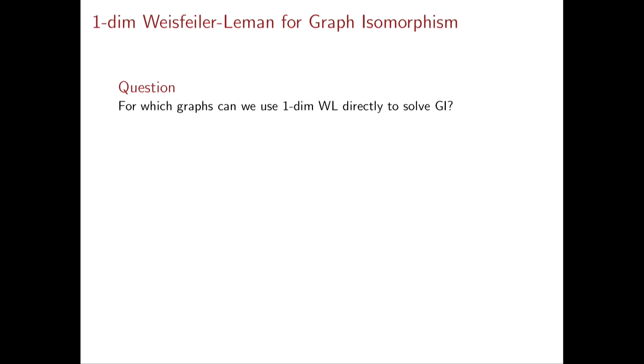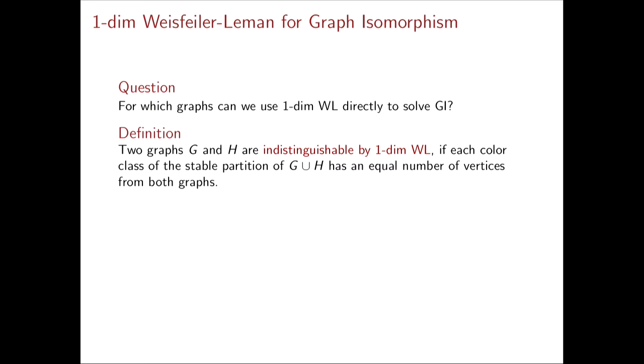So let me just tell you a little bit about for which graphs we can use one-dimensional Weisfeiler-Lehman to solve graph isomorphism. You say that two graphs, G and H, are indistinguishable if you can't tell them apart using Weisfeiler-Lehman. WL stands for Weisfeiler-Lehman. That means the color partitions are the same. 5 red vertices here, 5 red vertices here. 10 blue vertices here, 10 blue vertices here. So you get the same multisets. You can't tell them apart.